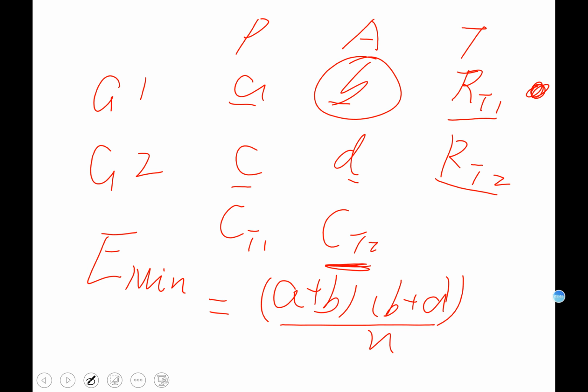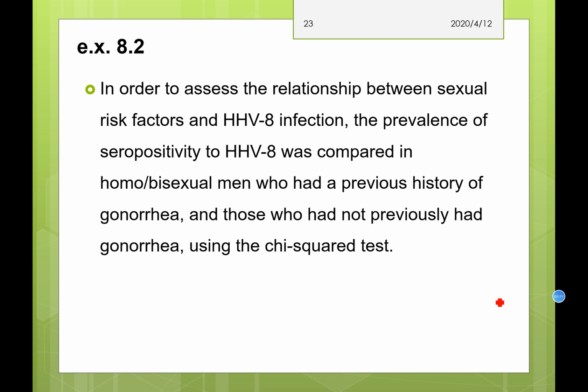Okay, so please notice that which cell has the smallest expected frequency is not related with the number of the observed frequency. So that means the smallest observed frequency maybe doesn't have the smallest expected frequency, because expected frequency depends on the row total and the column total. It doesn't depend on the number of observed frequency. Okay, now we have already known how to calculate the smallest expected frequency. Now let's take a break.